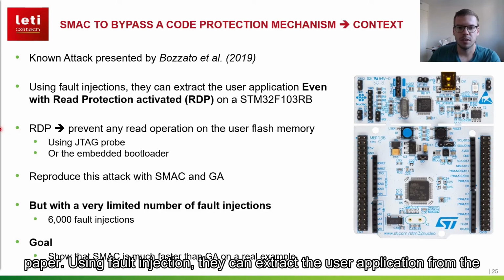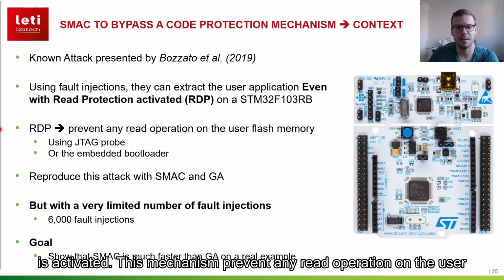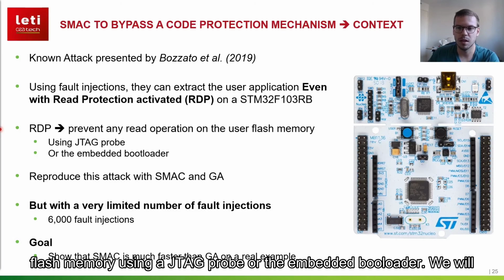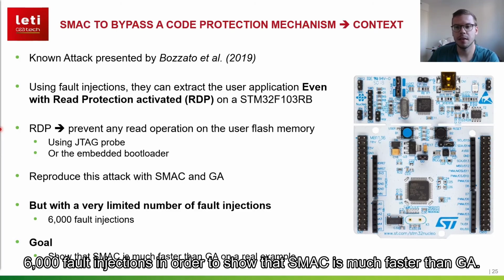Using fault injection, they can extract the user application from the flash memory of a STM32F1 even if the readout protection mechanism is activated. This mechanism prevents any read operation on the user flash memory using a JTAG probe or the embedded bootloader. We will reproduce this attack, but we will use during the calibration stage only 6,000 fault injections in order to show that SMAC is much faster than genetic algorithm.